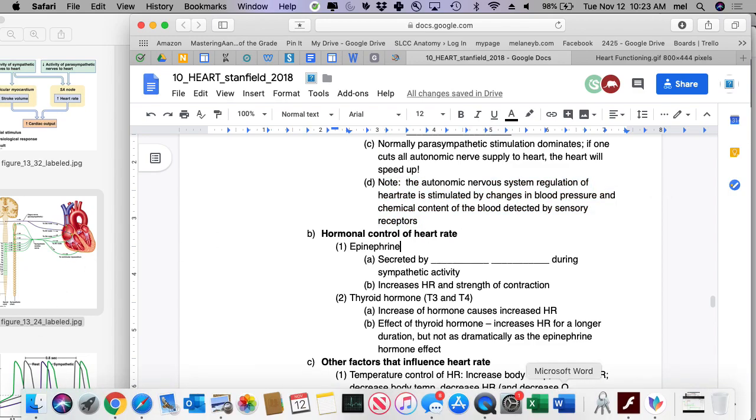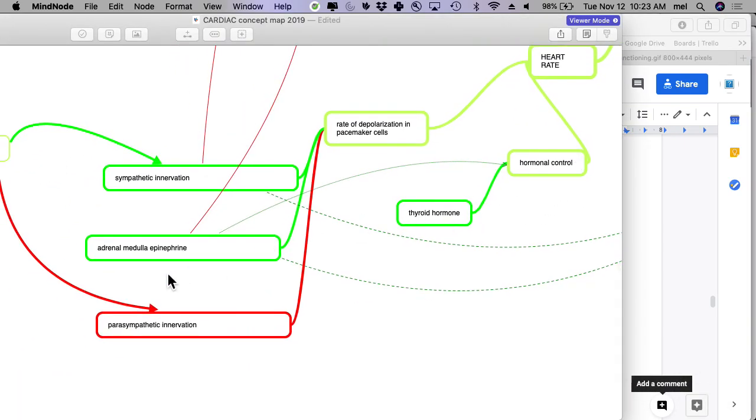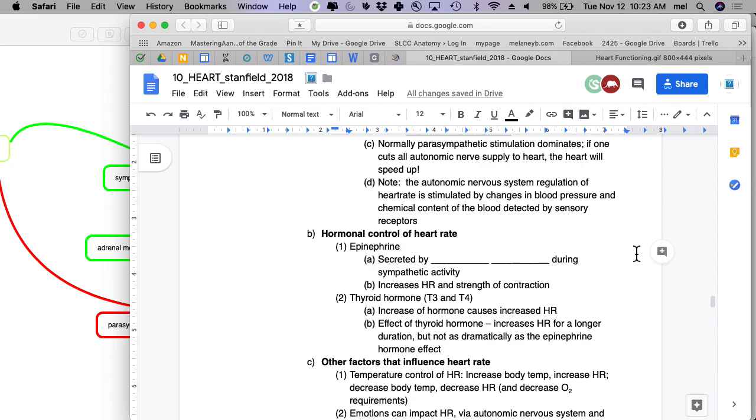Okay, and then hormonal control of heart rate. So we know that the nervous system can control heart rate, but there is also hormonal control. One of the hormones is obvious, epi. Epi will actually cause the heart rate to increase. Where is epi secreted by? Adrenal medulla. You guys are so smart. And what epi does hormonally is the same thing as it does as a neurotransmitter to the heart, that is, increases heart rate and stroke volume, strength of contraction.